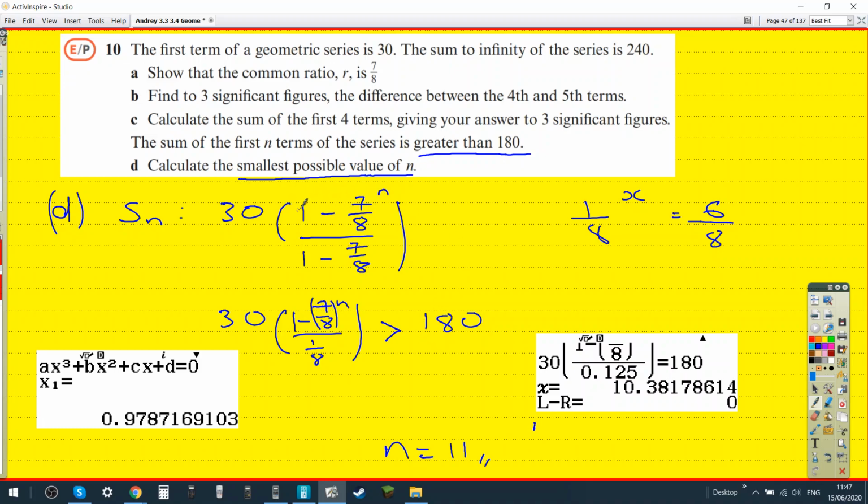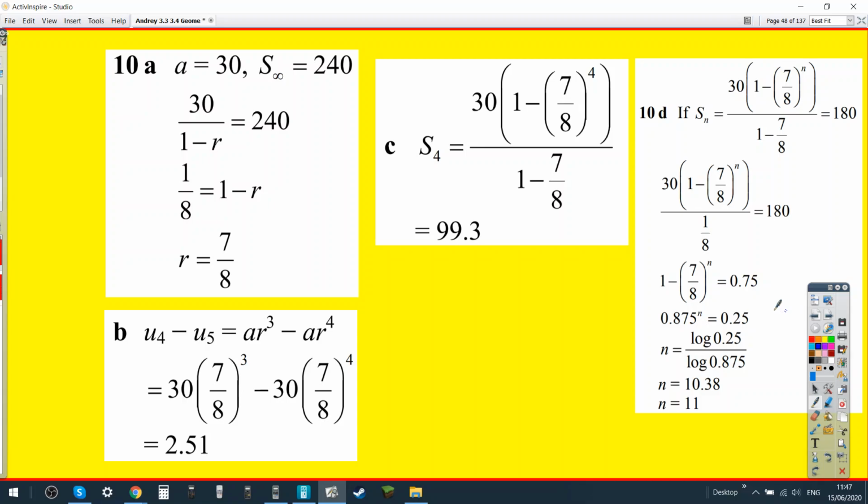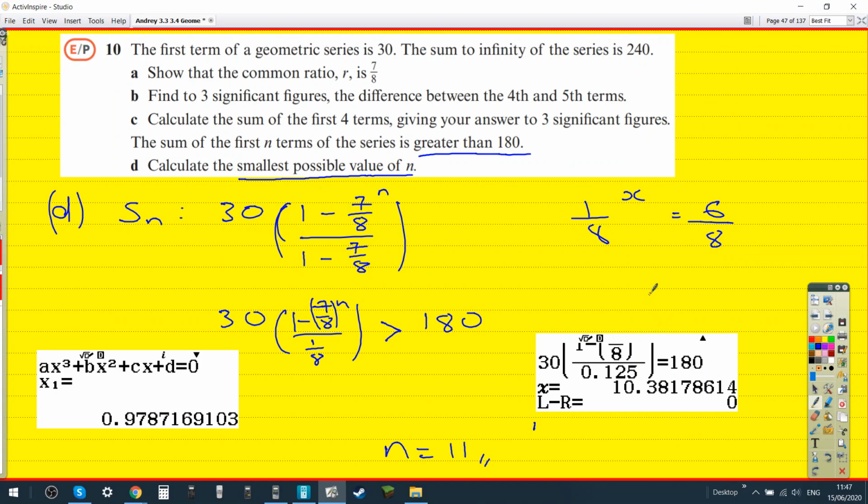Sorry, I just messed up that bit there. You were right first time. Just leave it as 1 minus, just put the whole thing in the calculator. And then it's just the next term. Let's see. That was okay. N is 11. There we go. Any questions about that? No.